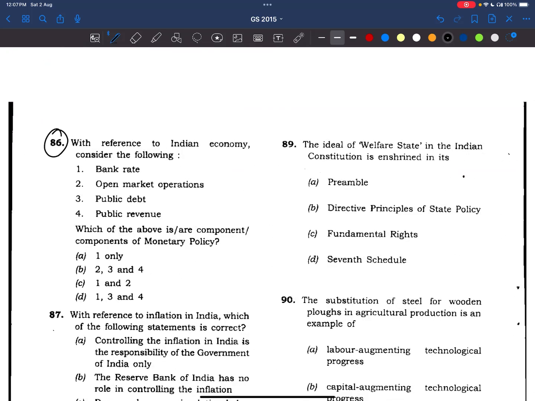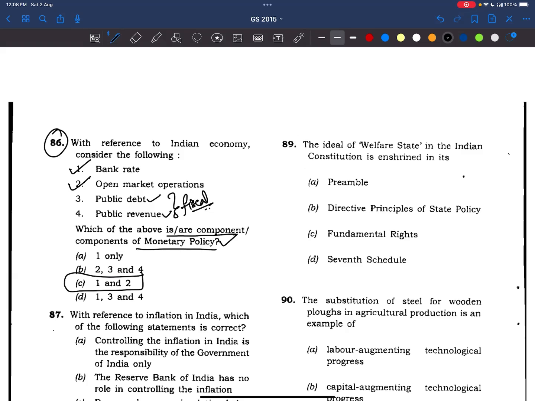Now, coming to the 86th question. With reference to Indian economy, which of the following are components of monetary policy? See, if we are dealing with money, it comes under the purview of RBI. If you are dealing with fiscal policy, taxation, public expenditure, it comes under fiscal policy. Now see, bank rate, yes, RBI does this, so it is monetary policy. Open market operations, yes, RBI does this. Public debt and public revenue are part of fiscal policy. So your answer is 1 and 2 only.